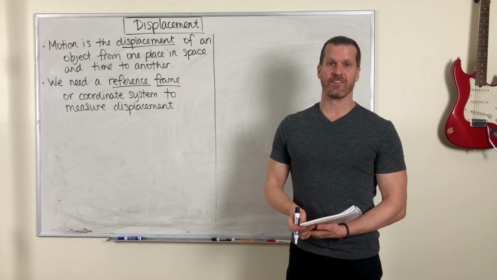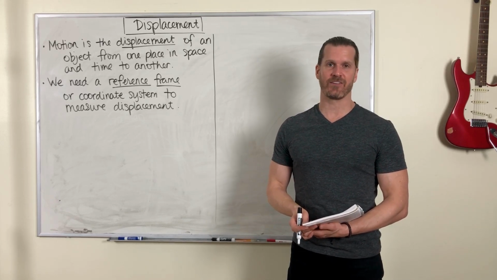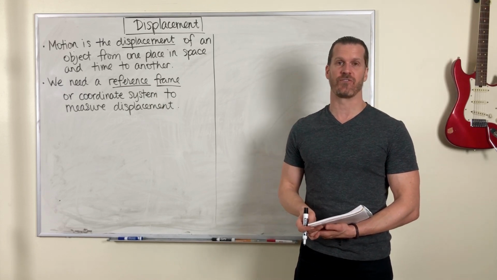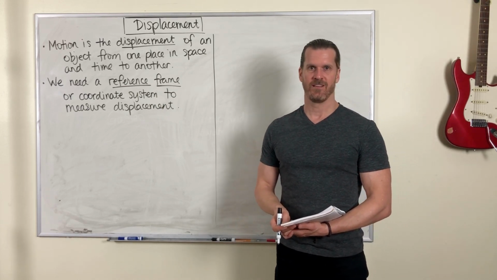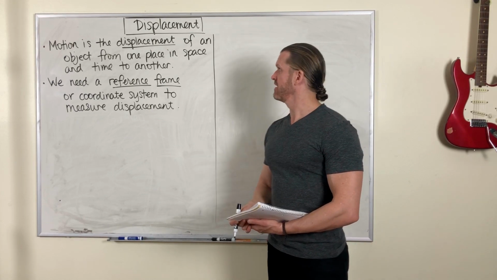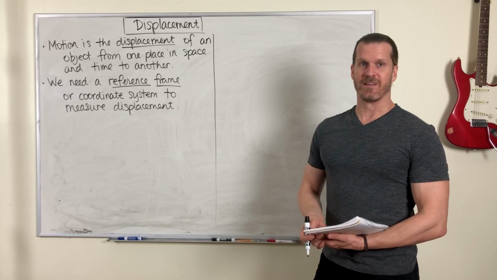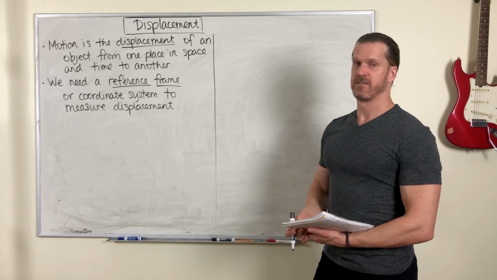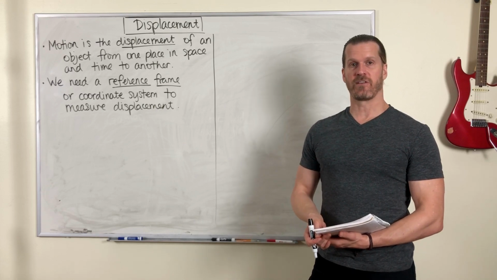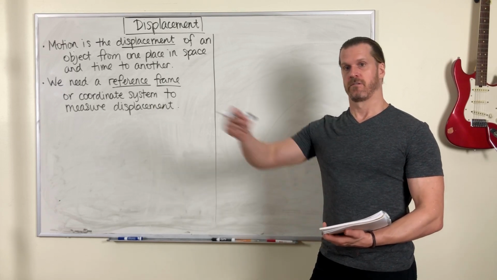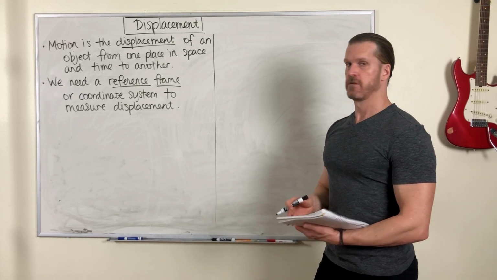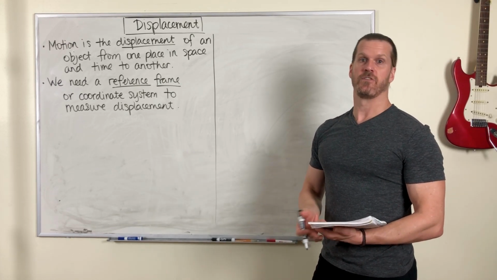To begin our study of mechanics and kinematics, we're going to start by defining several quantities that help us to describe motion. The first quantity we need is displacement. Motion is the displacement of an object from one place in space and time to another. So displacement is moving from one place to another. It's related to the distance traveled.